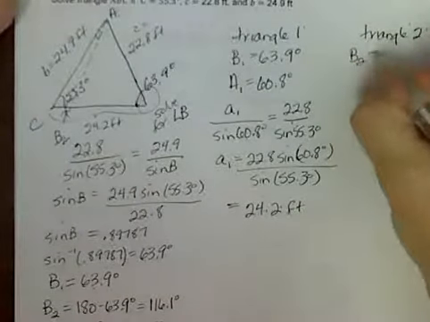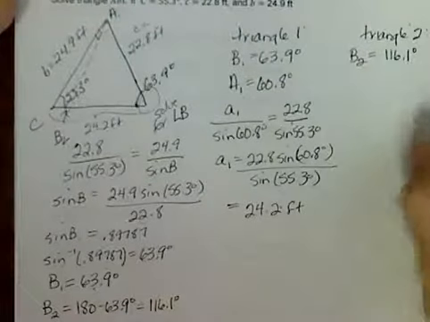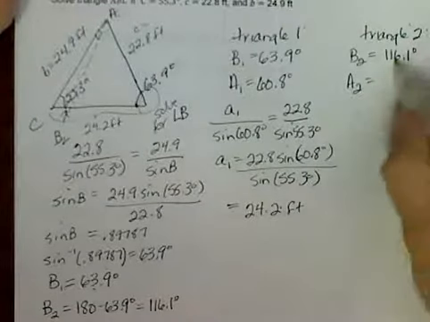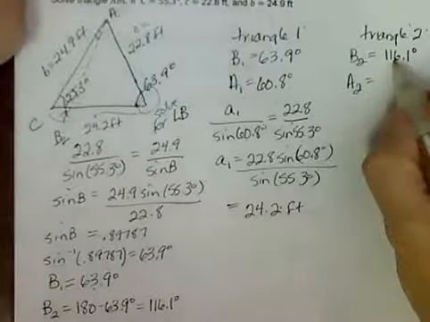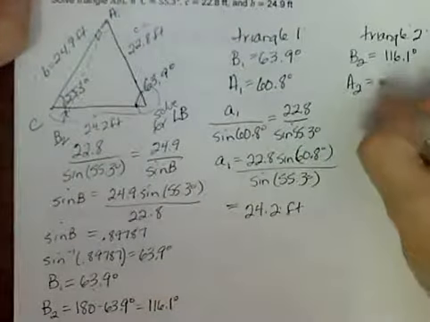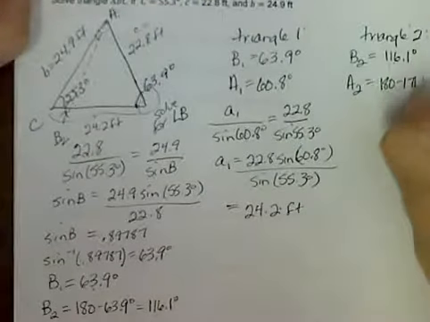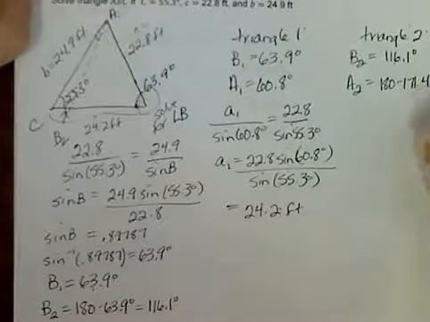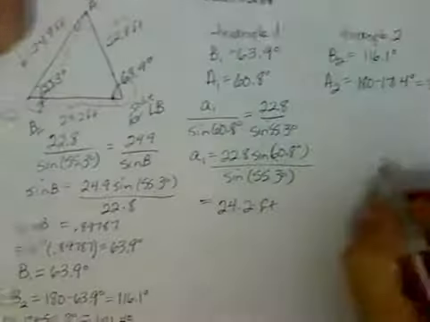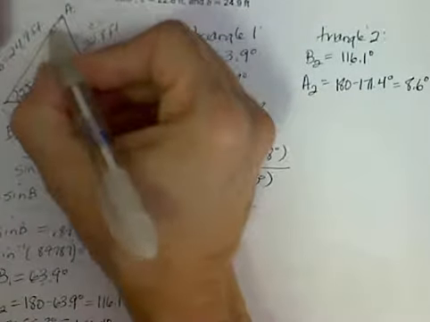So here we've got B2 for our angle. We figured out that was 116.1. We want to get A2, so I'm going to take 116.1 plus my 55.3. I already figured out that adds up to 171.4 degrees. So I'm going to subtract that from 180, and that gives me an A2 of 8.6 degrees. So that's a very small angle. It's this little one right here.